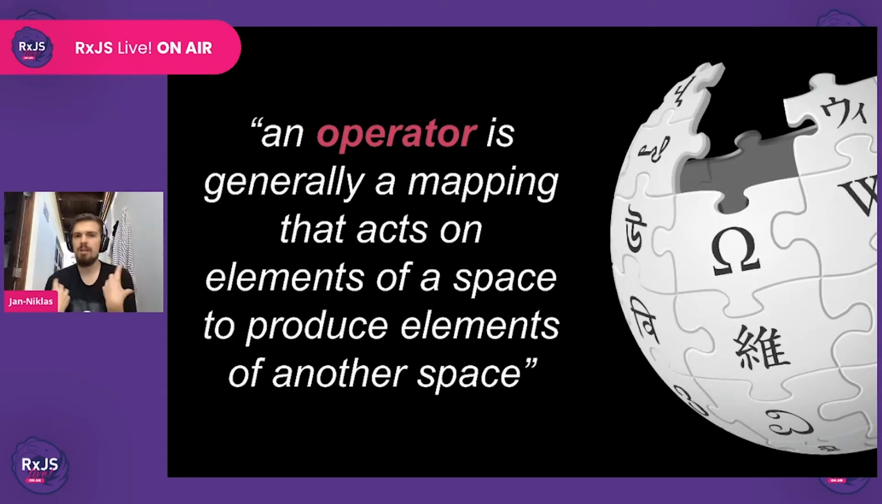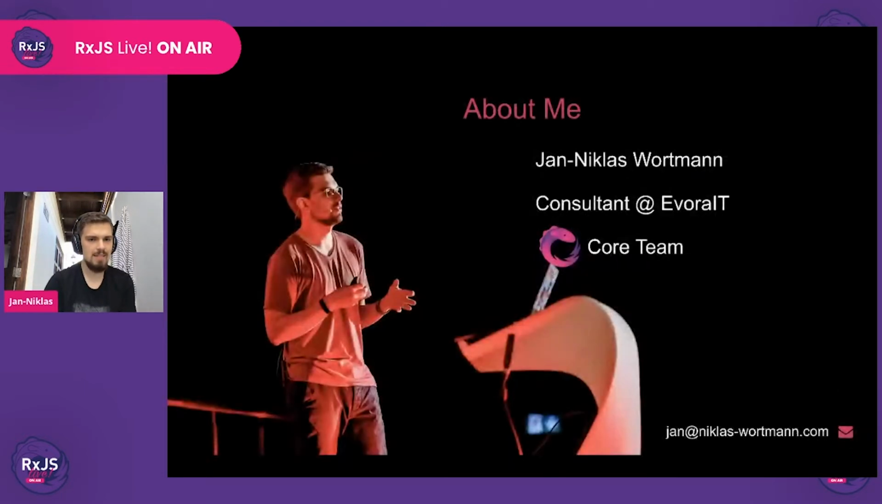And when I don't have a clue about anything, the first thing that I'm going to do is check Wikipedia, as a professional. And for operator, the Wikipedia definition is: an operator is generally a mapping that acts on elements of a space to produce elements of another space. This is very mathematical, but it describes some of the concepts of RxJS operators fairly well.